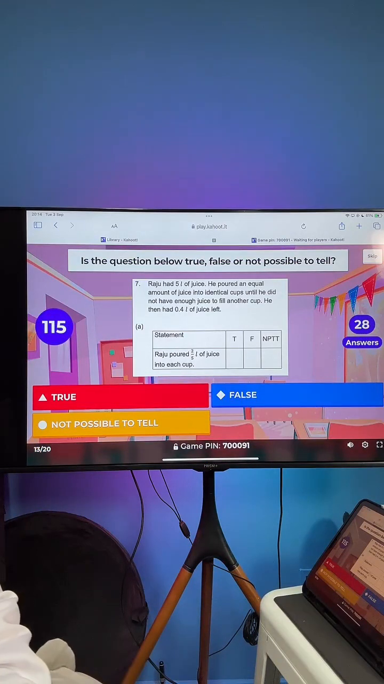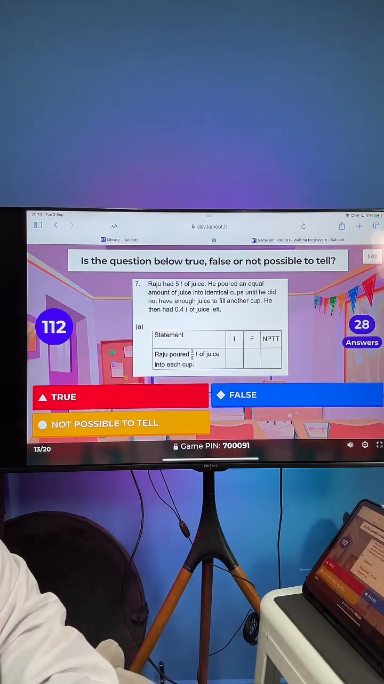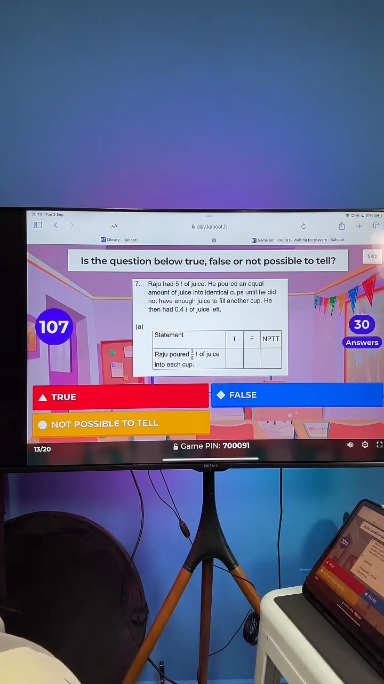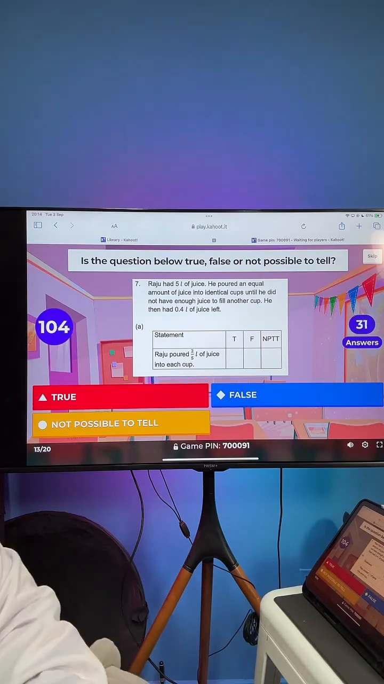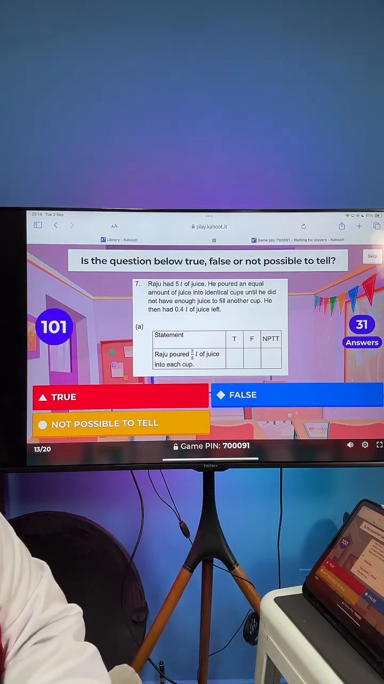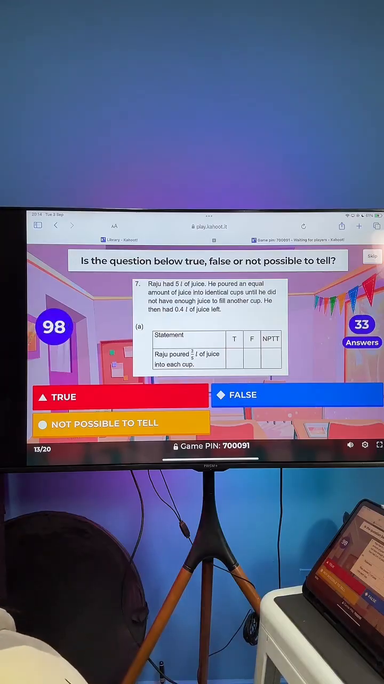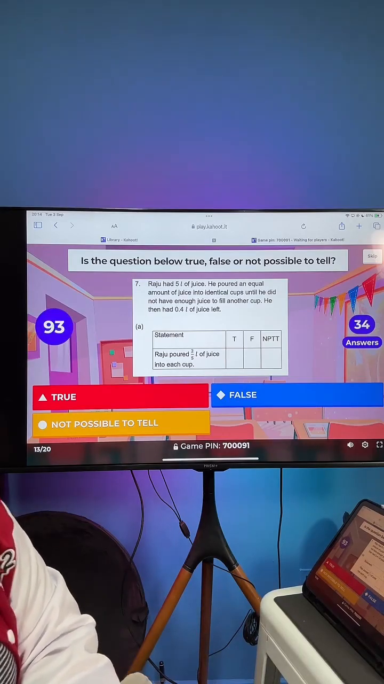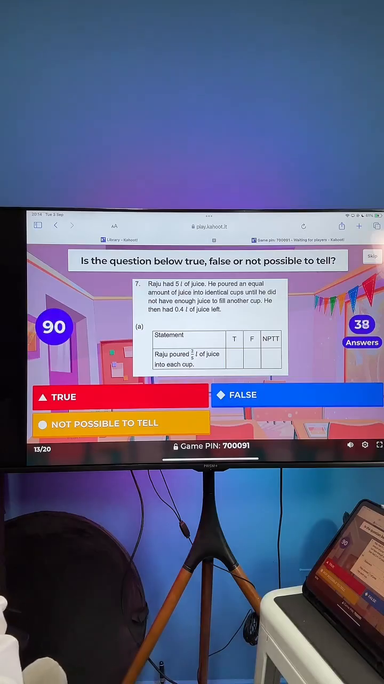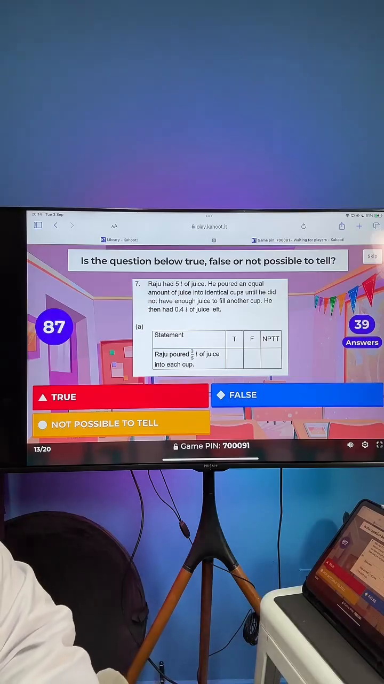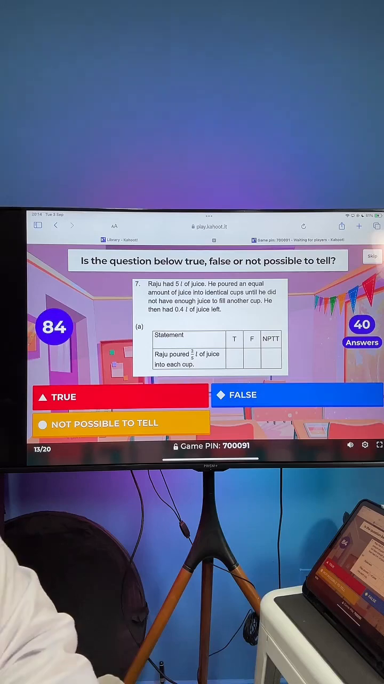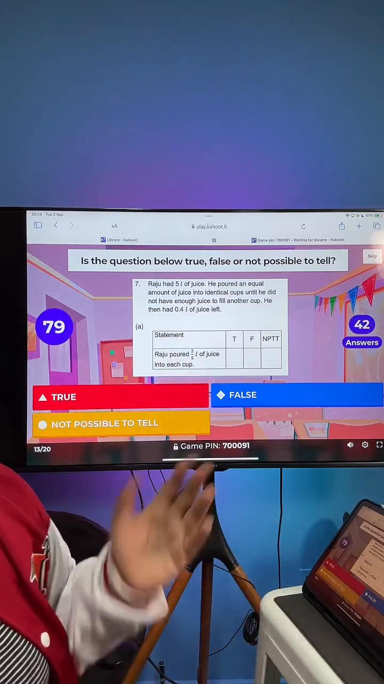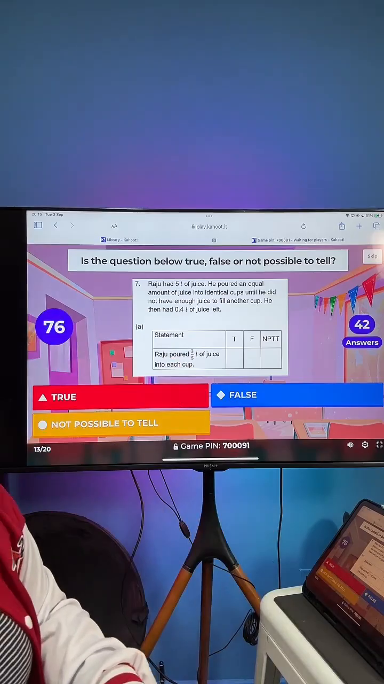Raju had 5 liters of juice. He poured an equal amount of juice into identical cups until he did not have enough juice to fill another cup. He then had 0.4 liters of juice left. The question is, Raju poured 2/5 liters of juice into each cup. Is this true or false or not possible to tell? I give you a hint here. You got another roughly 1.5 minutes left. The hint here is to convert this into decimal. Convert into decimal. Okay?